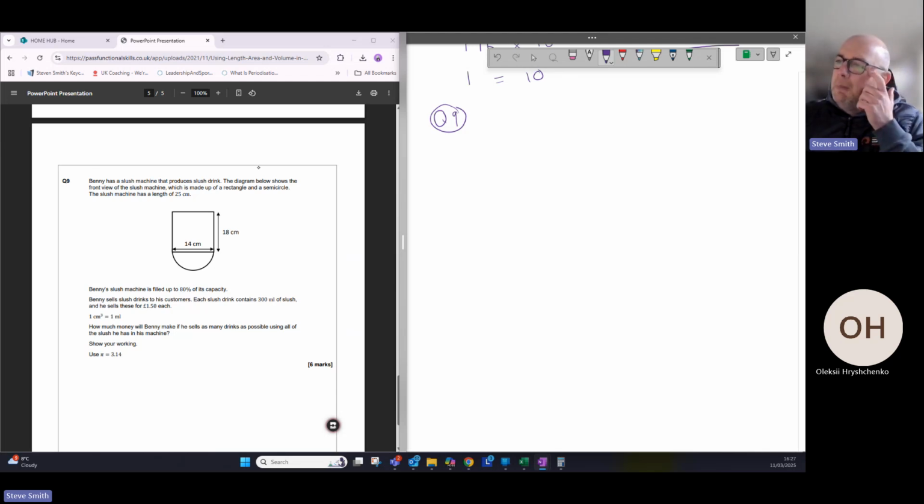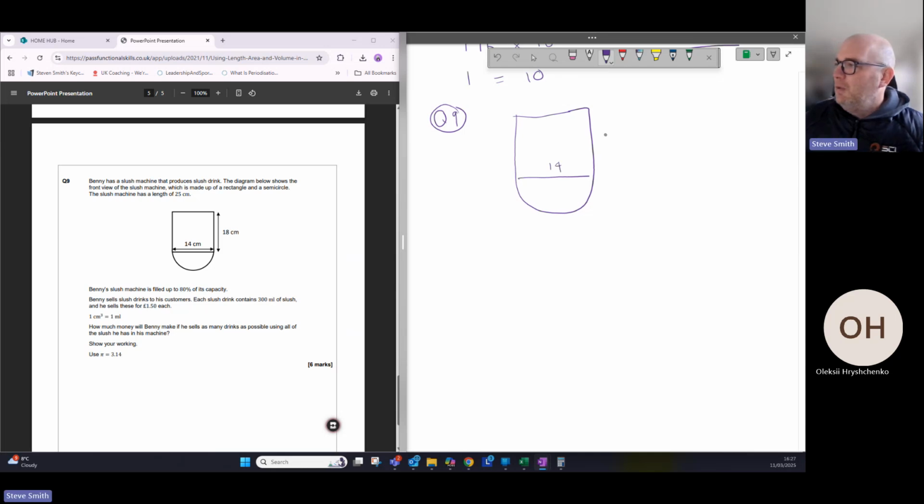So right, Benny has a slush machine that produces a slush drink. The diagram below shows a front view of the slush machine, which is made of a rectangle and a semicircle. The slush machine has a length of 25 centimeters. Okay, so it's in a length. Okay, let's actually draw. It's not very neat. Okay, so that's his slush machine. That bit's 14.